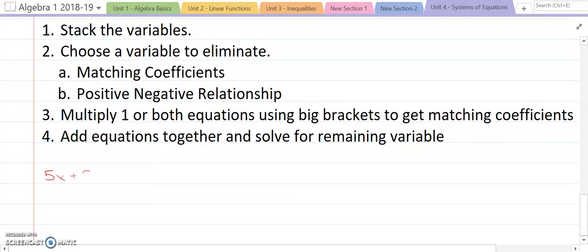5x plus 3y equals 21. 4y equals 19 plus 2x.